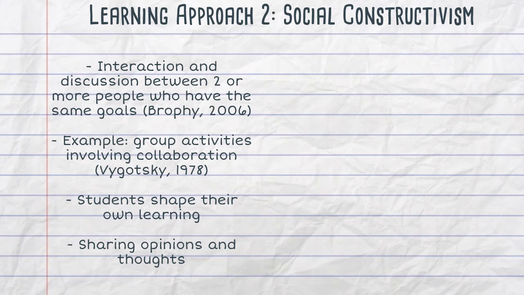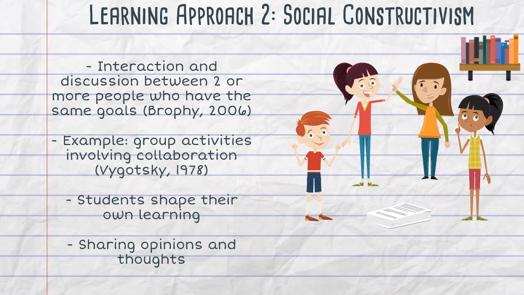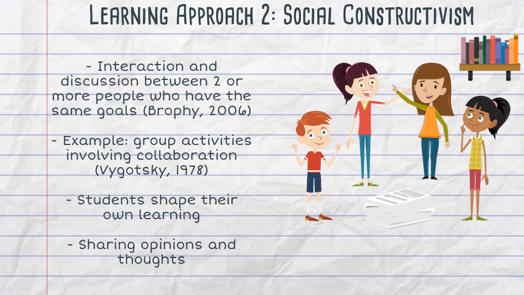Social constructivism is another approach which requires interaction and discussion between two or more people who have common goals. An example of this is a group activity which involves collaboration. It is suited to psychology as interacting with others and sharing ideas and opinions is vital, and additionally, dialogue helps to reaffirm concepts and consolidate knowledge.